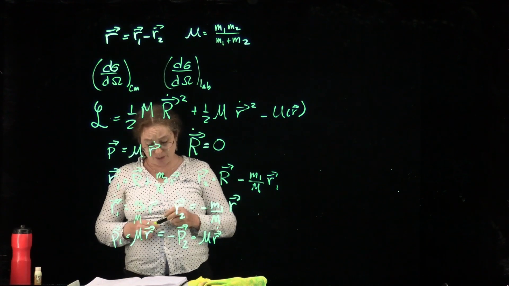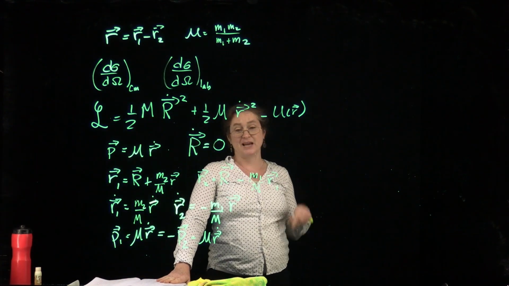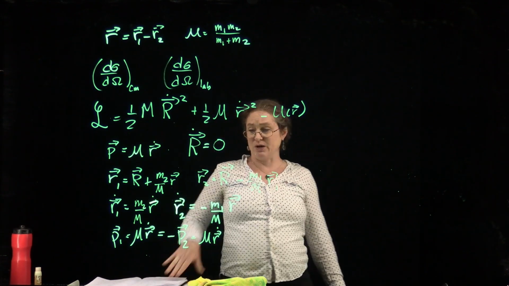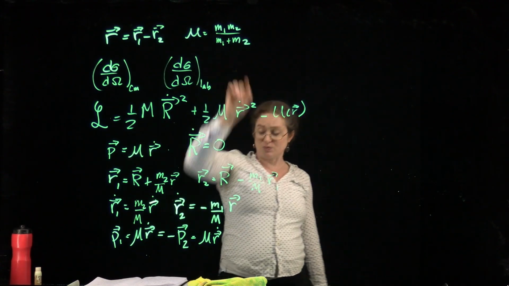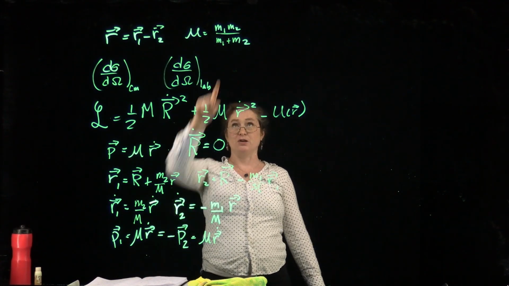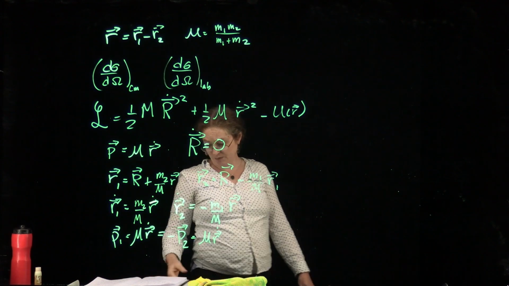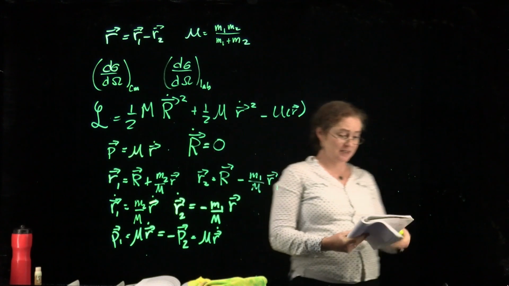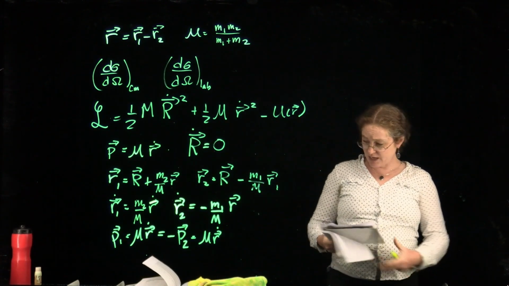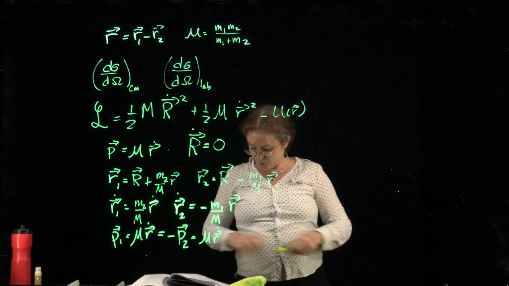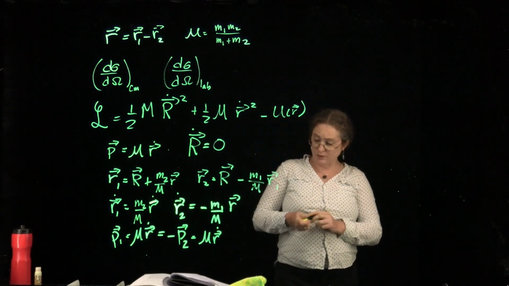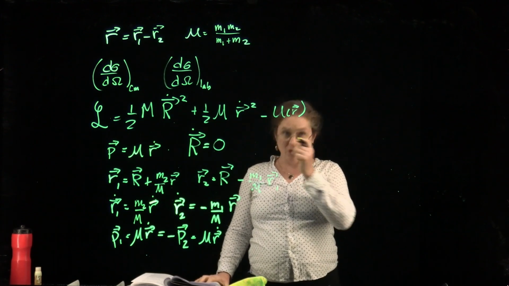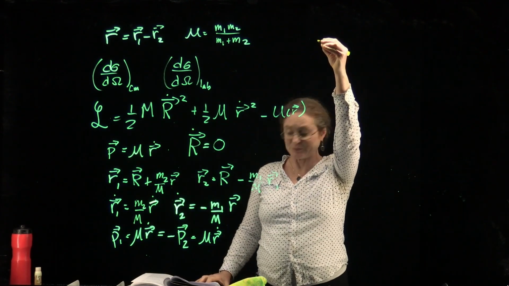So it acts like a particle of mass mu, the reduced mass, is scattering off a fixed target, as opposed to a particle of mass m1 scattering off of the fixed target. Everything else is mathematically the same. So then we want to come up with relationships between the cross-section in different frames.